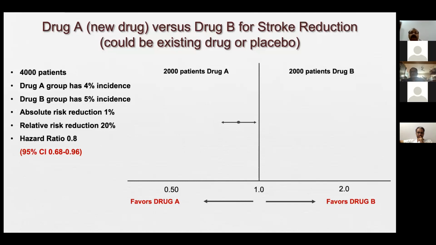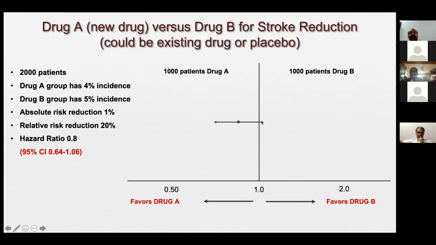Now see what will happen with the effect of a reduced sample size, or a smaller sample size. Supposing instead of 4,000 patients, you had taken only 2,000 patients and divided them into 1,000 patients each. What would happen? Your confidence intervals would get wider. If you change it to 1,000 in each group, everything else remains the same. Drug A has 4% incidence, drug B 5% incidence, the absolute risk reduction, everything is the same. But because of lower numbers, the calculated confidence intervals are wider.